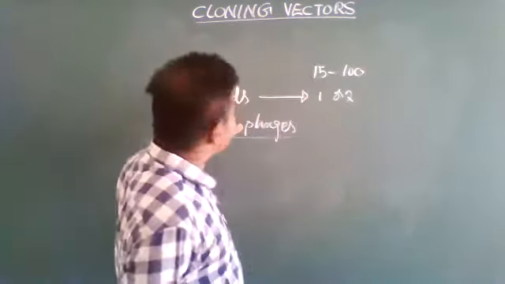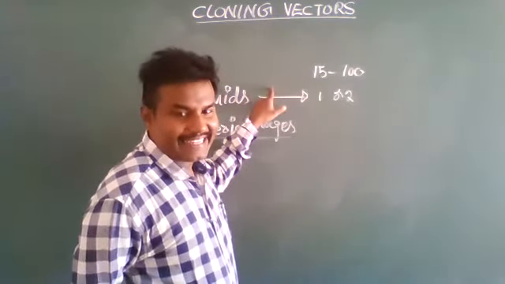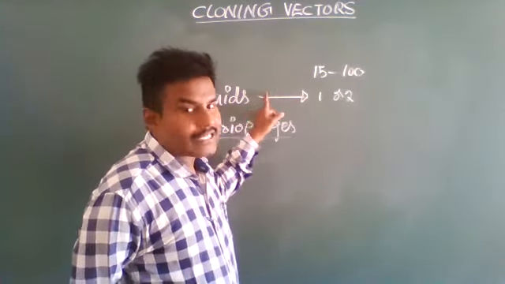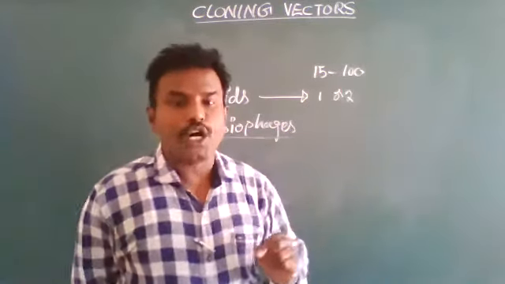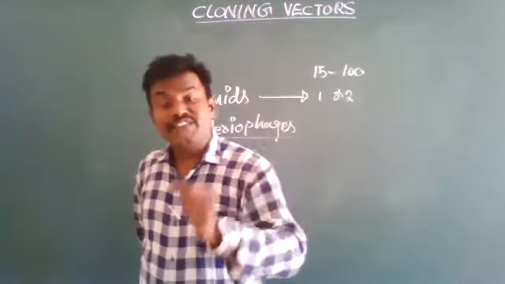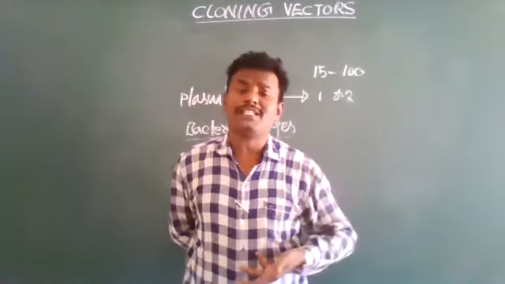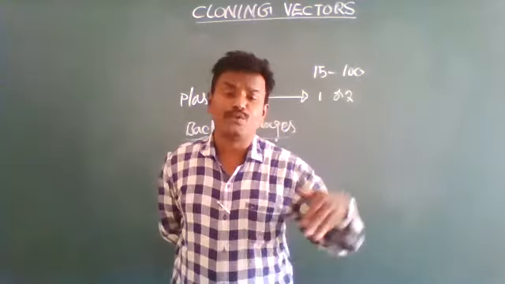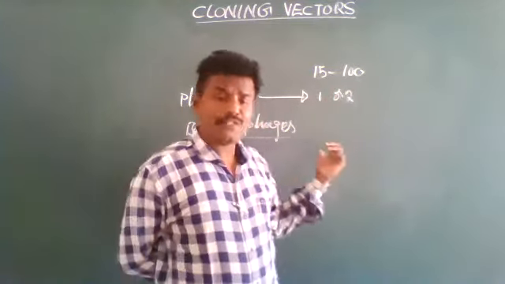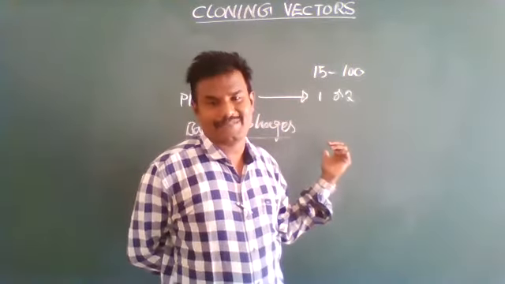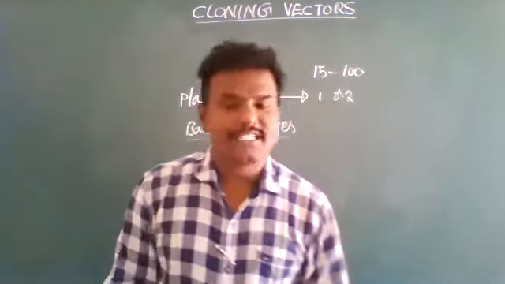If a plasmid is combined with foreign DNA, it is called recombinant DNA. If this recombinant DNA is transferred into the host organism, using the host body it can be multiplied into millions of copies. The same situation applies in the case of bacteriophages. So this is the introductory part.